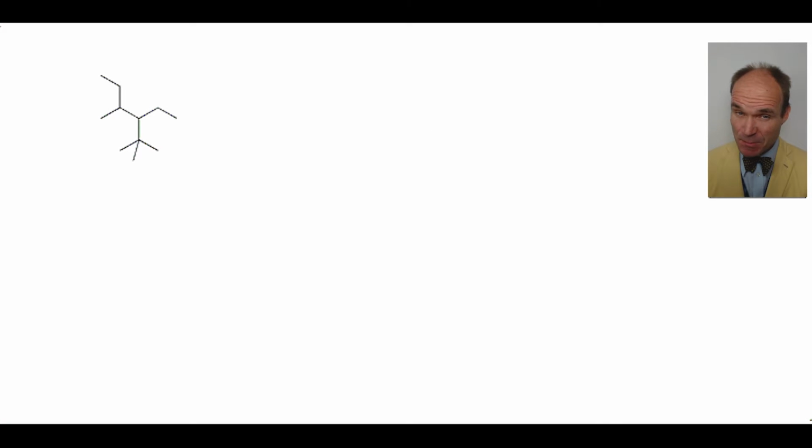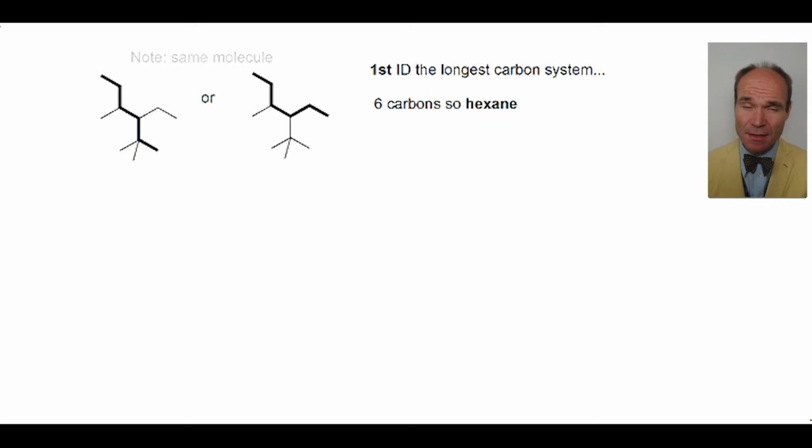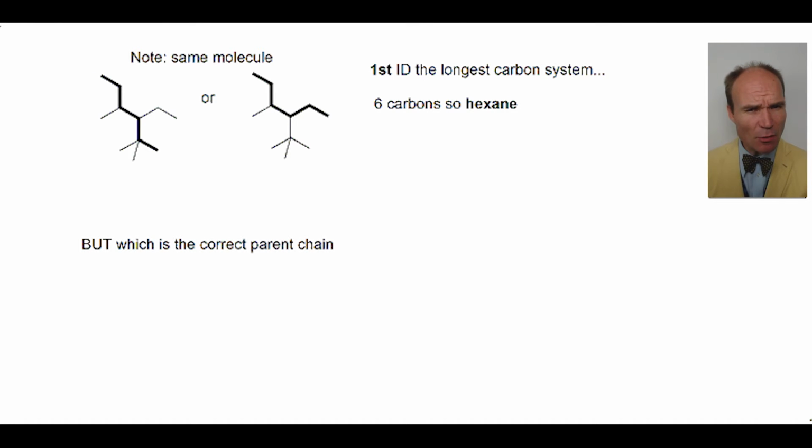Let's name this molecule. We're going to start by identifying the parent chain, and we're spoiled for choice. There are two paths, both with 6 contiguous carbons, so we know the name is going to have hexane in it, but we still don't know what the parent chain is. We need to look at each path and count the number of branches that come from it.